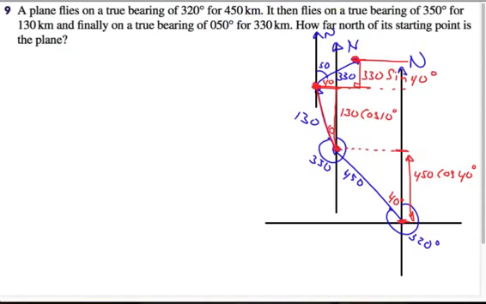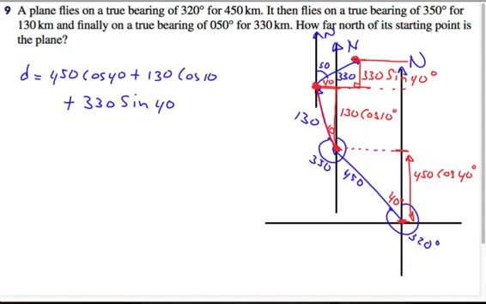So how far north from my starting point did I get? Well, in the first leg, the northerly distance that I did is 450 cos 40. Then in the second leg, it went up and it did 130 cos 10. And in the third leg, it did 330 sine 40. How much is that? Well, I'll just grab my calculator to do that. Oh, I've got it right here. It's 212 kilometers.